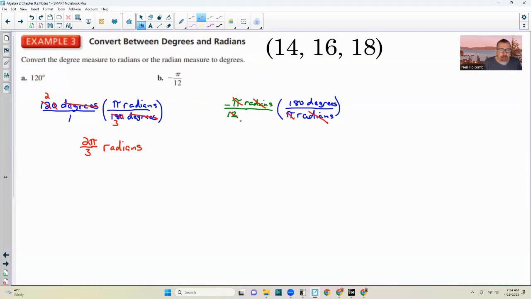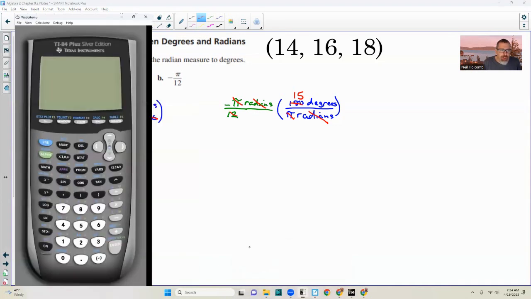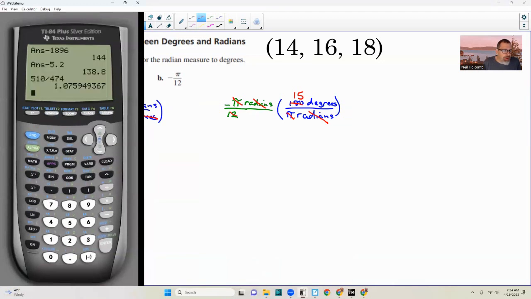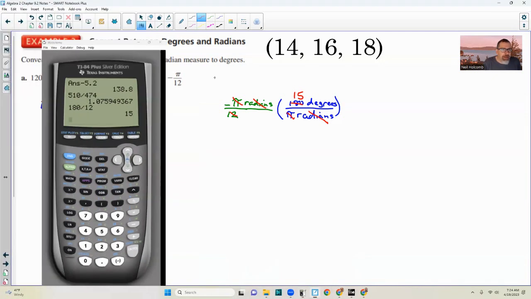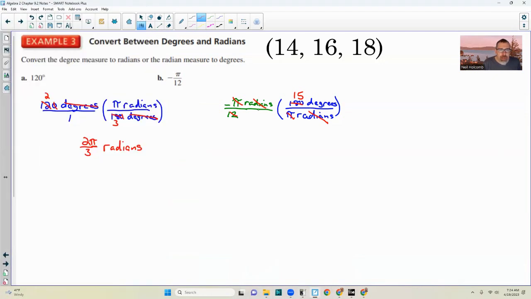Will 12 go into 18 one time with a remainder of 6? So that'd be 5. So 12 turns 180 into 15, right? Or if you want to use your calculator, all you have to do is go 180 divided by 12, which is 15. Okay, so negative pi, and there's a negative sign right here. Don't miss that. So my answer is going to be negative 15 degrees.